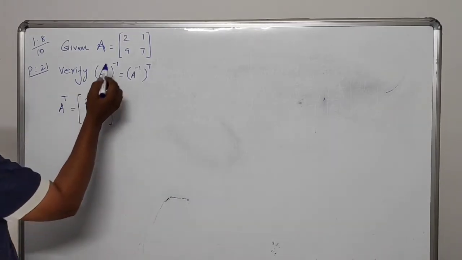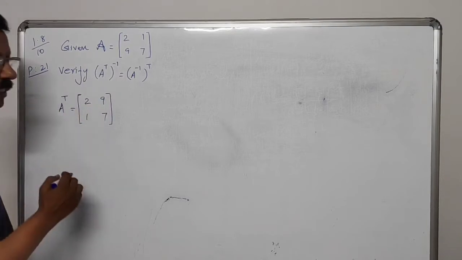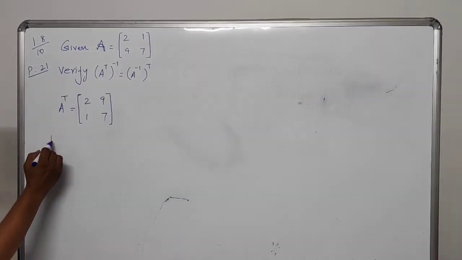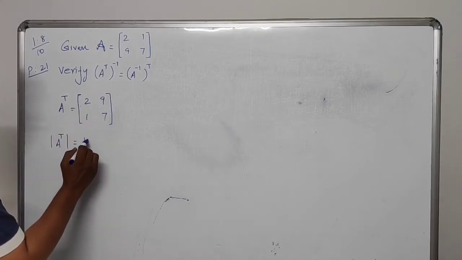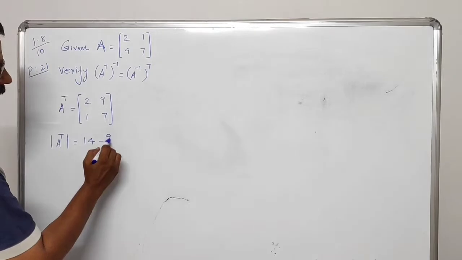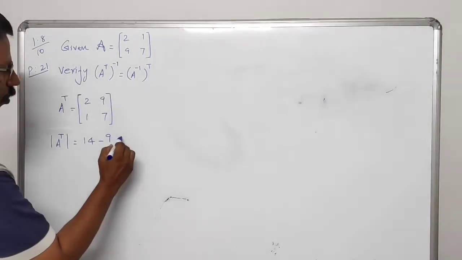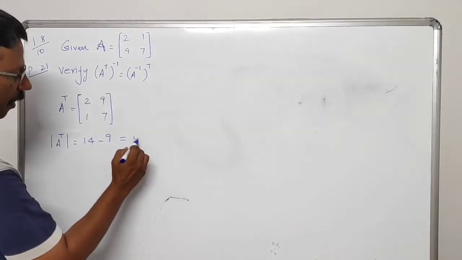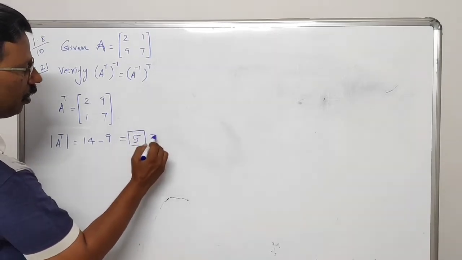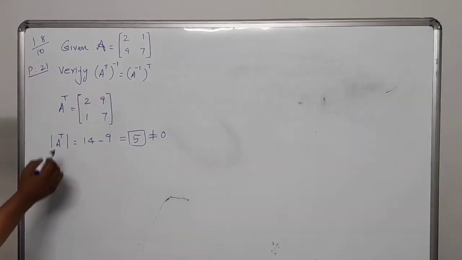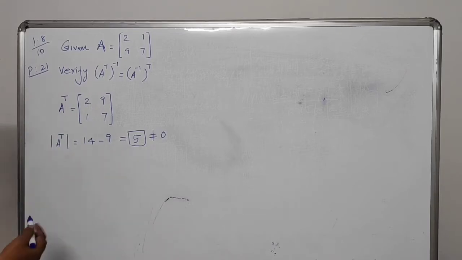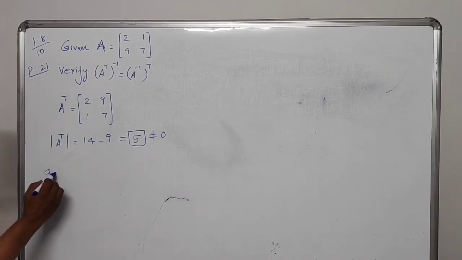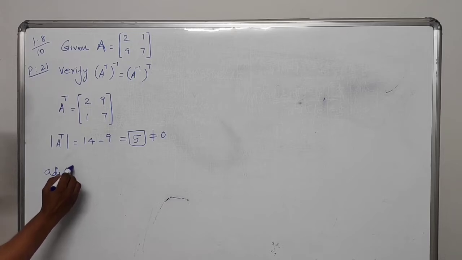Now for this A transpose we need to find the inverse, which means you have to check whether A transpose is non-singular or not. For that we can find the determinant of A transpose, which is equal to 2 sevens are 14 minus 1 into 9. Now the determinant is 14 minus 9, which is equal to 5, which is not equal to 0. Hence we can say the inverse of the transpose of A exists. Therefore we can find this inverse directly, or else first we can find the adjoint, then go on to find the inverse. Therefore first we can find the adjoint of A transpose.